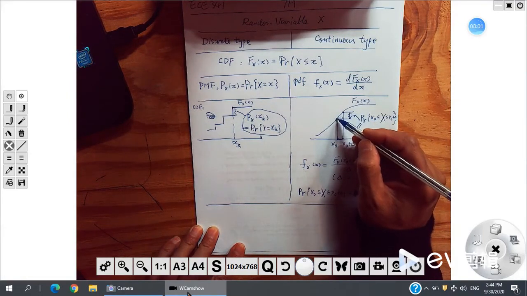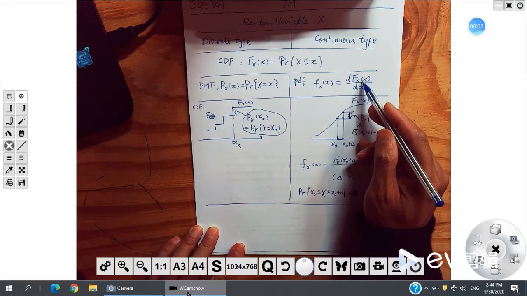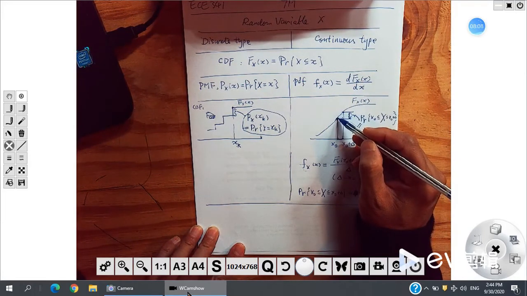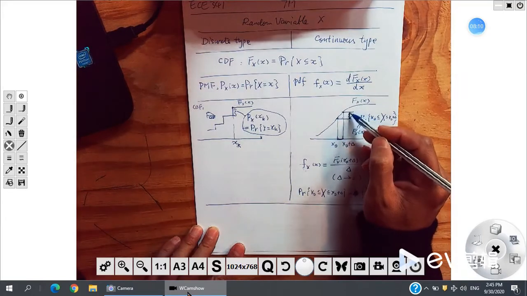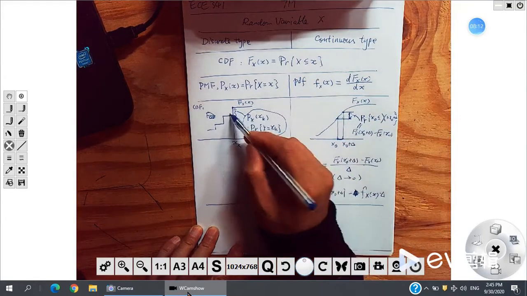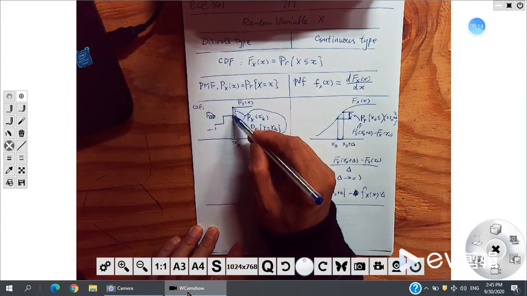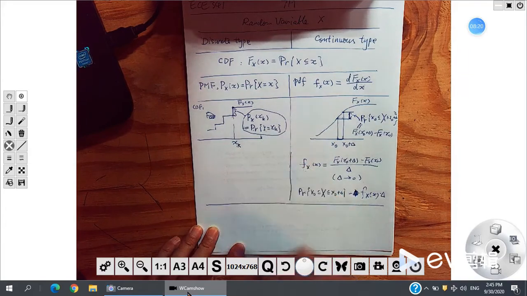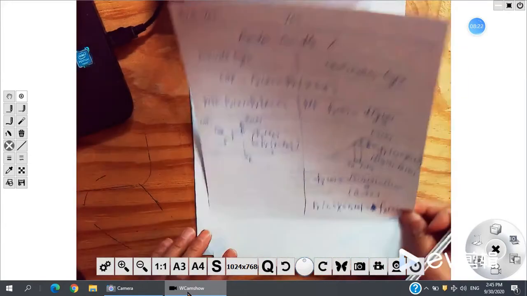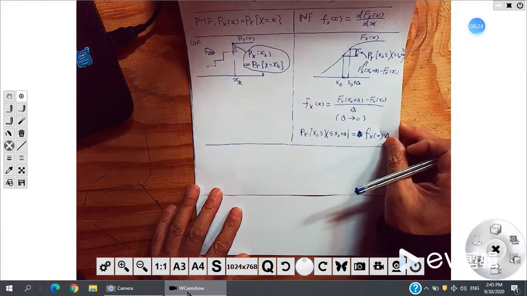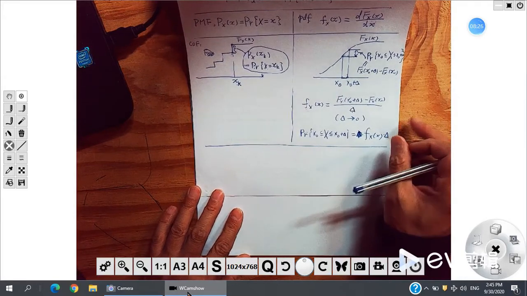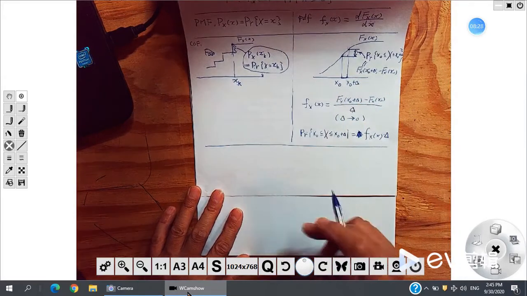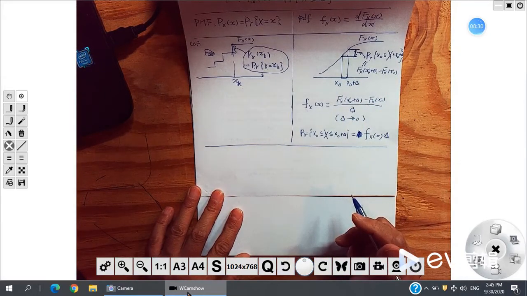When the derivative is larger, the value is larger, that means this increases faster, then the probability is larger. And here's a similar thing. If this is large, the value here is larger, then the probability will be large, right? Okay, so these are the definition and the relation.